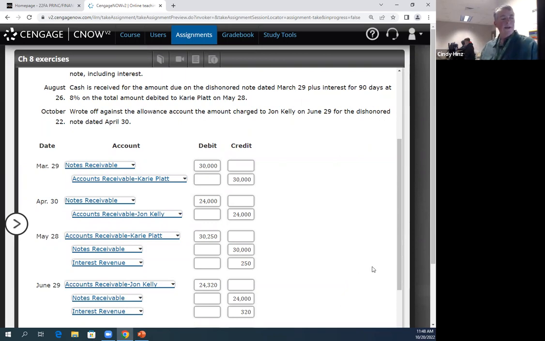Now on August 26th, so it went from May 28th to August 26, that's 3 more months. And Carrie comes through for us. She's going to pay the full amount that she owes, which was $30,250, plus interest for the 90 days at 8%.